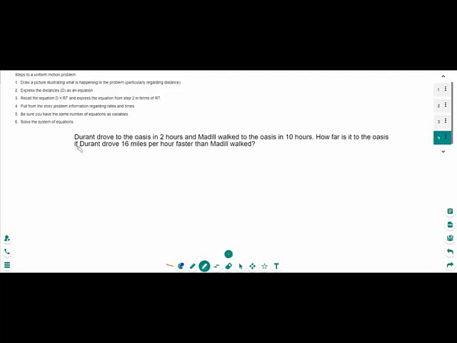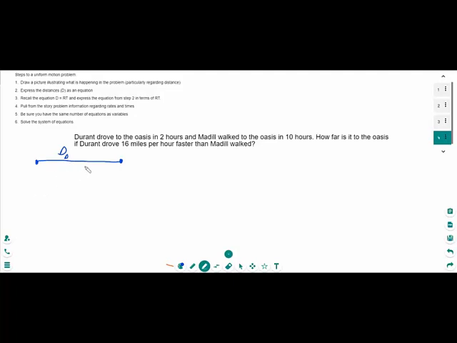So once again, we have to draw a picture, but let's first read the problem. Durant drove to the oasis in 2 hours, and Maddel walked to the oasis in 10 hours. How far is it to the oasis if Durant drove 16 miles per hour faster than Maddel walked? All right, so we have a spot where Durant started, and then he drove to the oasis. That's the distance. Maybe we'll call this one D sub D, maybe, for distance drove.